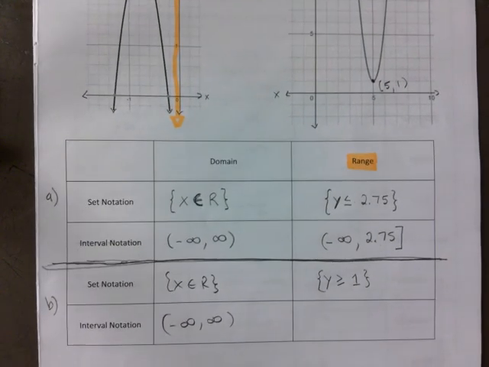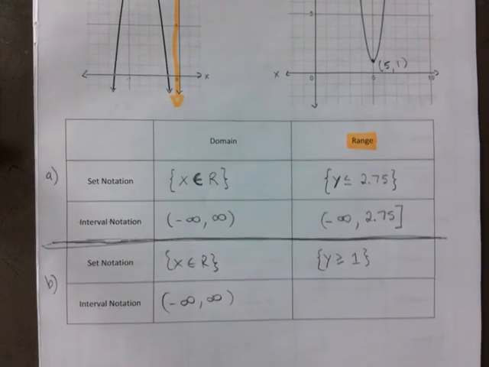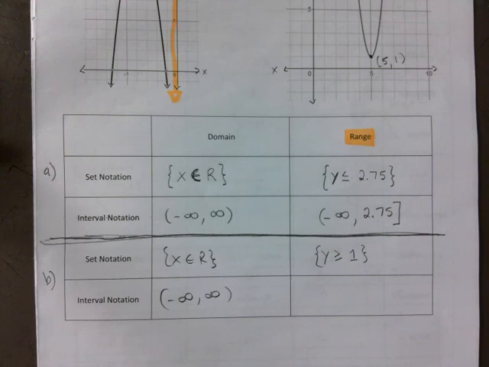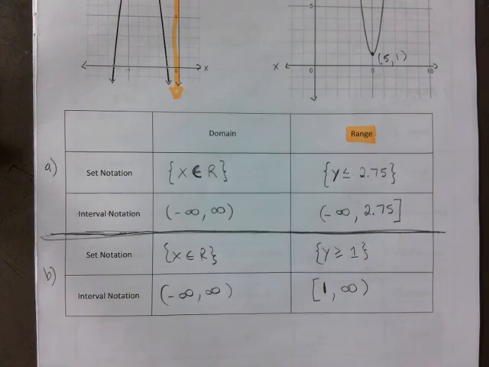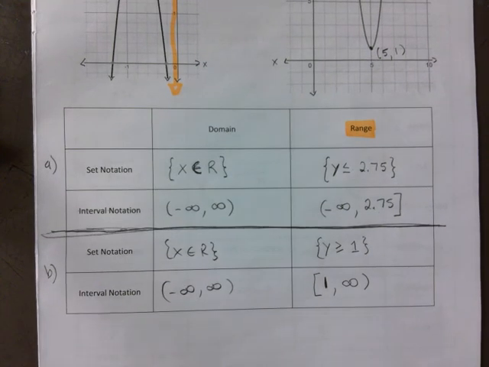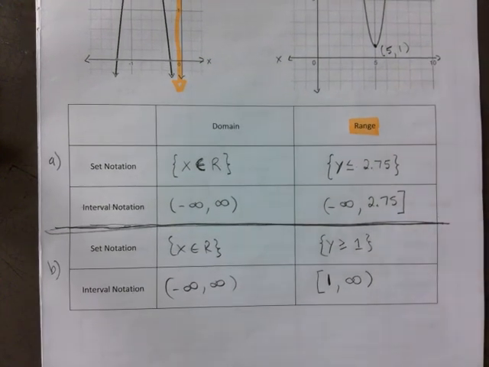Okay. And the interval notation would be from 1 to positive infinity, right? Lowest is 1, the greatest is positive infinity, and that's how you would come up with the range of that. Okay.